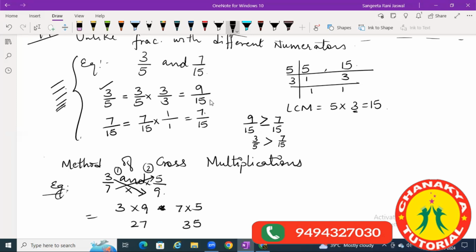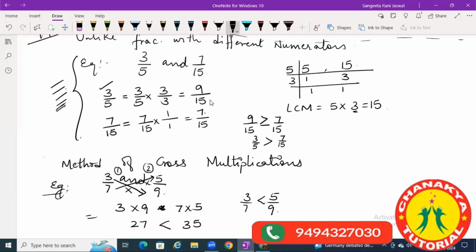So which number is greater here? 35 is greater. So 35 is greater means which fraction is greater? This was the second multiplication, so that means 5 by 9 is the greater fraction.